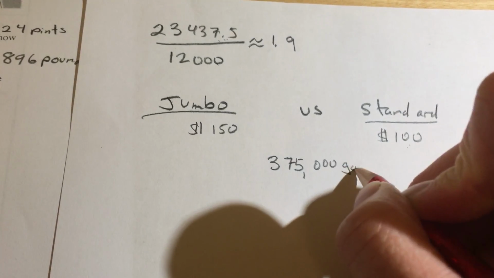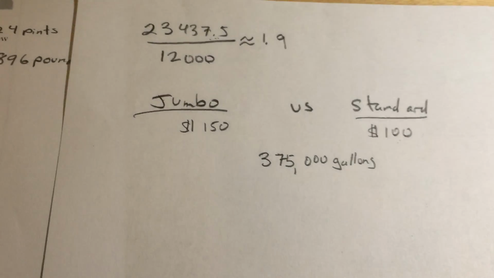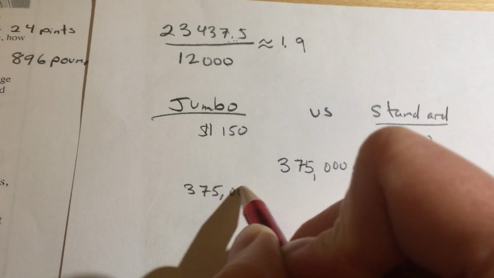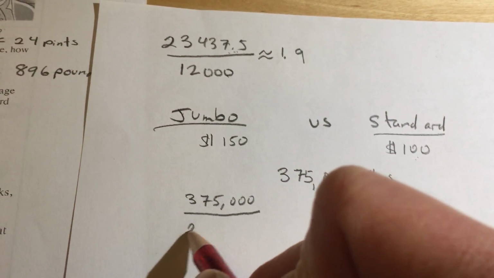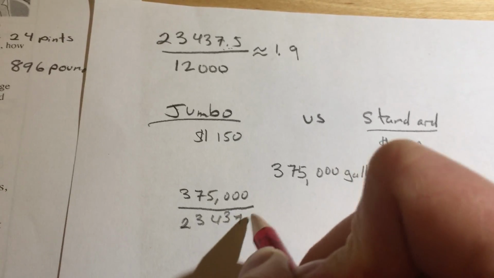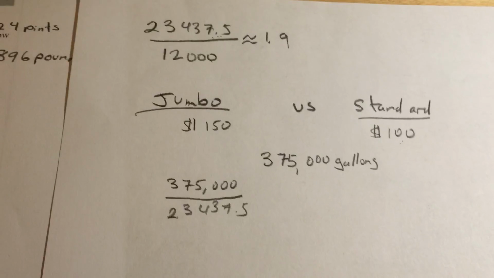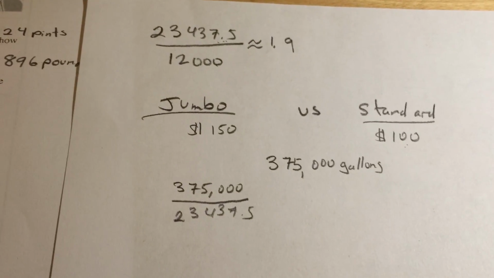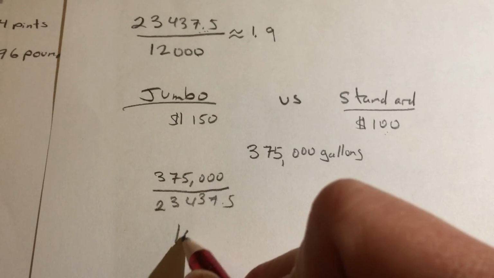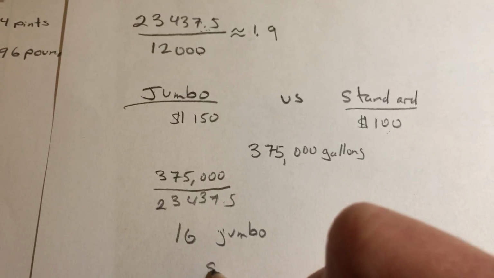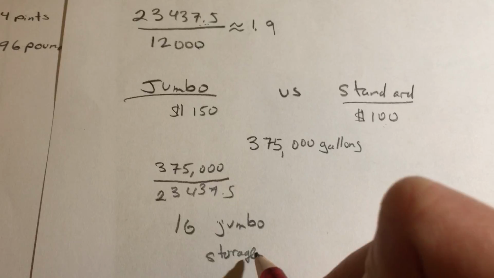375,000 gallons, right? So for the jumbo, if I take that number and I divide it by 23,437.5, so if I do that in my calculator really fast, I am going to get a grand total of 16 jumbo storage tanks, right?